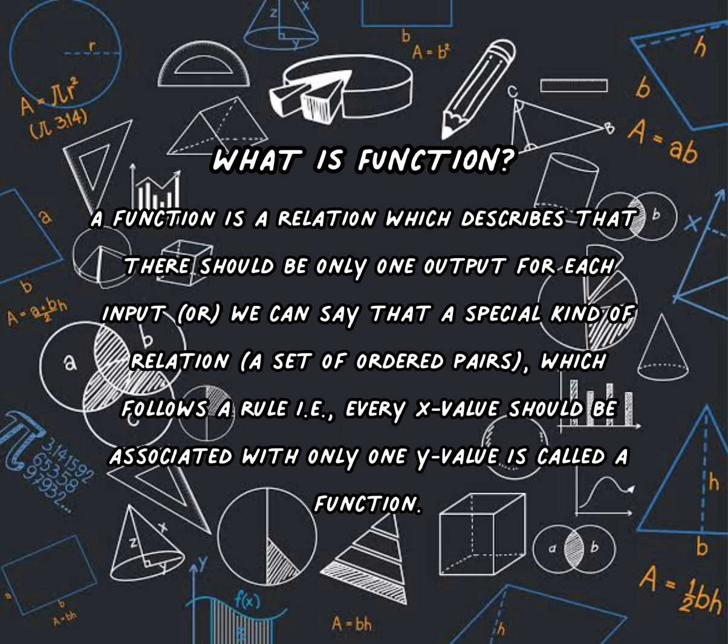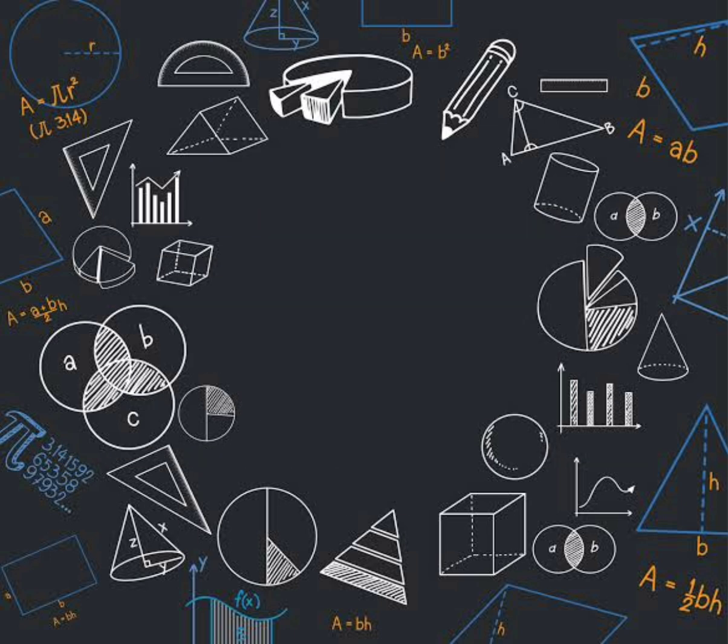What is a function? A function is a relation which describes that there should be only one output for each input, or we can say a special kind of relation, a set of ordered pairs, which follows a rule, i.e., every x value should be associated with only one y value, is called a function.